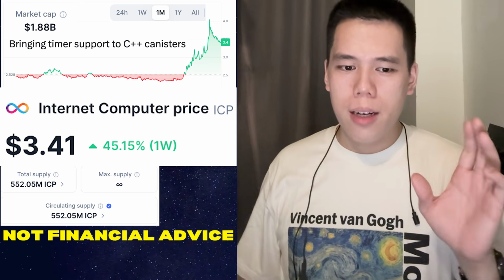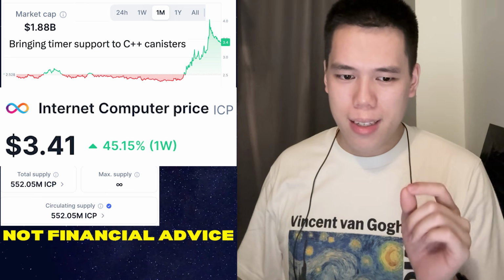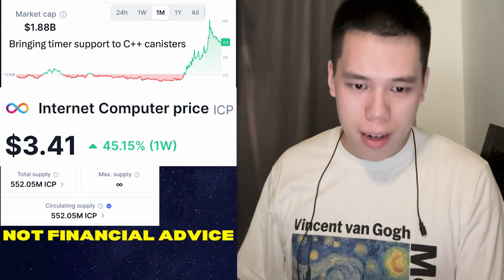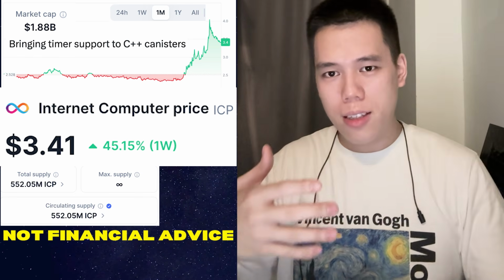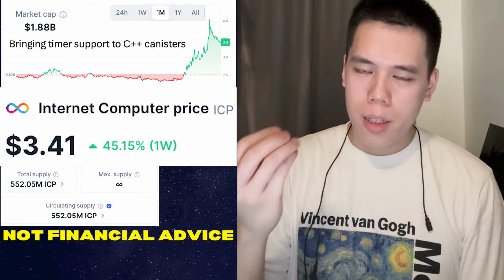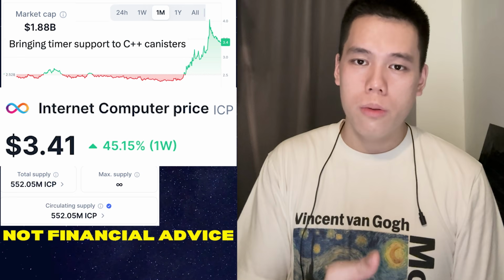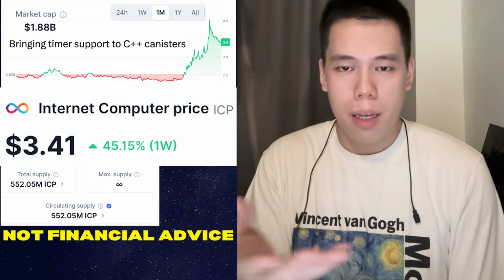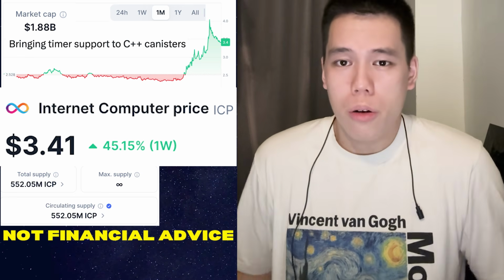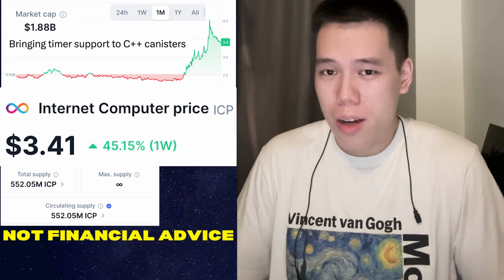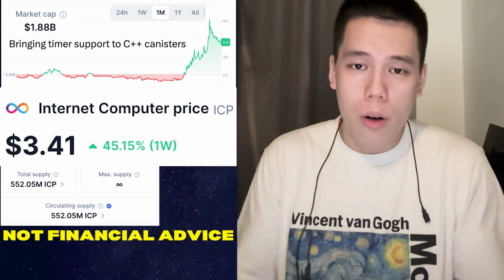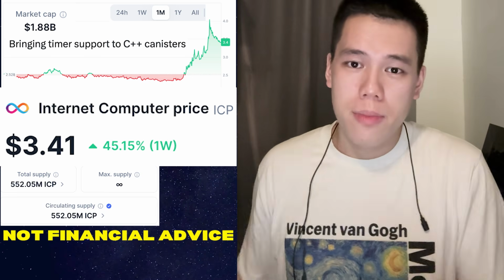But besides that, this new upgrade, bringing timer support to C++ canisters on the internet computer, is a big thumbs up for me because I think it just makes things a lot easier for some of the developers out there that do use C++ and maybe want to build something on the internet computer. Who knows, right? Granted, they could just use Caffeine AI. I think it's just way easier anyways, but if they want to do it the more traditional way, this does help them.